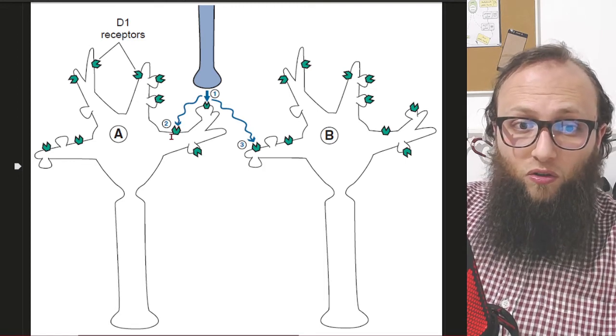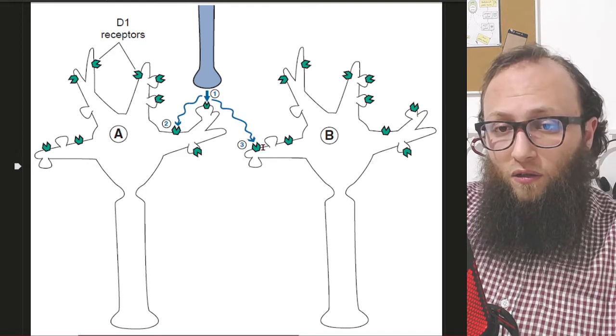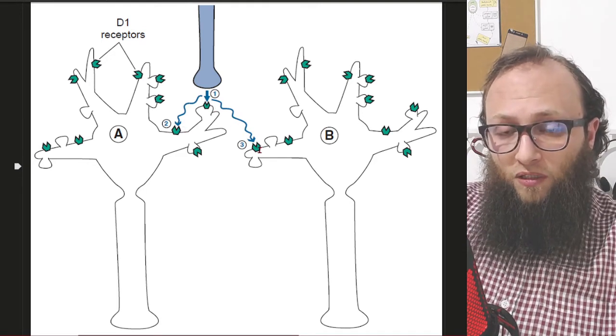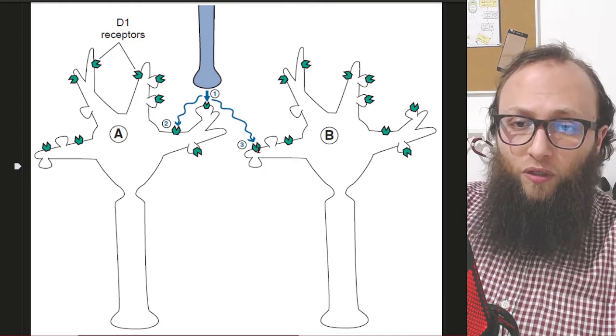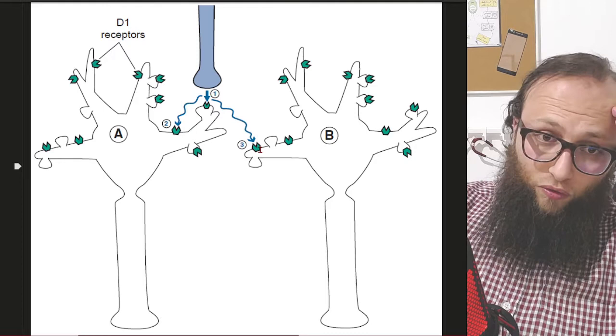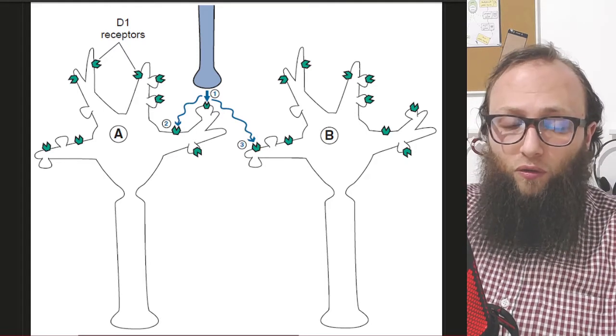Or it can also diffuse to another neuron, to another receptor of another neuron, like this arrow. So that would be okay also.